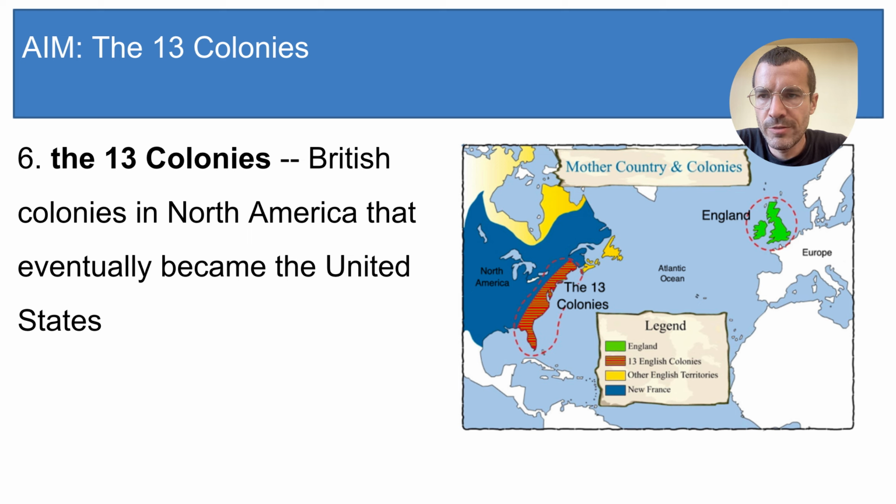We call these specific colonies the 13 colonies because there were 13 of them in one area, the east coast of North America. And the reason that we're focusing on this group of colonies is because those 13 colonies would eventually become the United States, the country that we live in. And you're going to learn more about how that happened later. In this map, the 13 colonies are shaded in red. You can see that they're located up and down the east coast of North America, directly across the Atlantic Ocean from England.